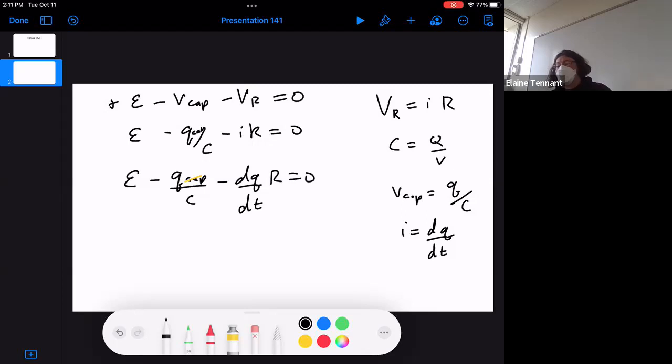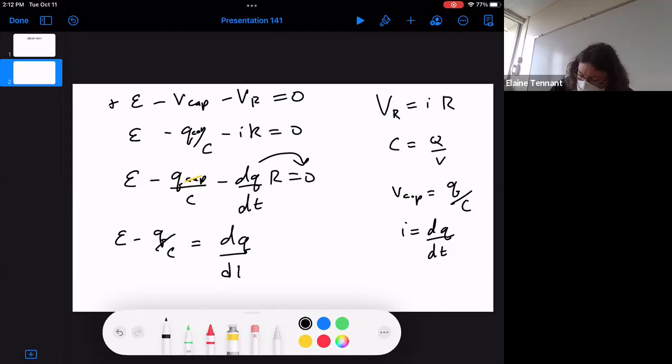But the way we're going to solve this differential equation, we're going to get everything with the Q on one side. We're going to get everything with the t on the other, and then we'll be able to integrate both sides. Since I know where I'm going, it gets a little bit easier. So here are the steps I'm going to take. I'm going to move this over here. And so I'll have the battery EMF minus Q over C equals dQ dt times R.